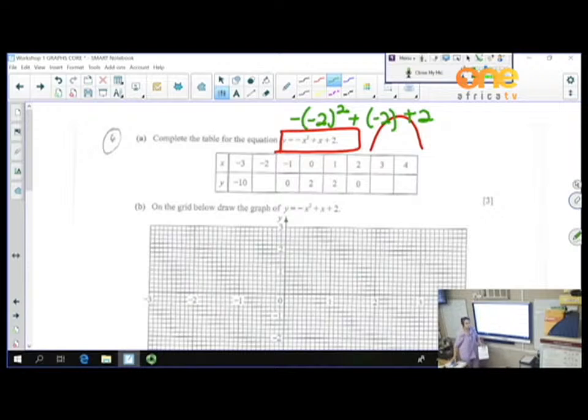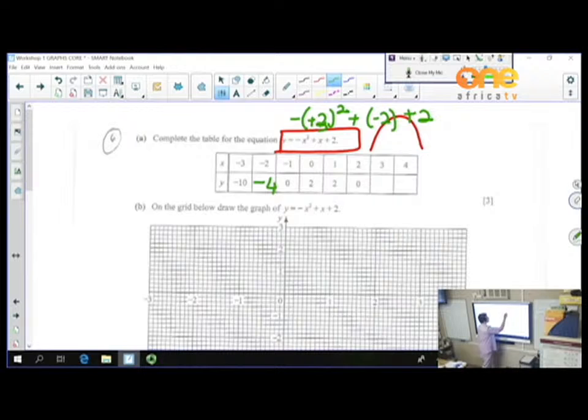So again, let's take our calculators and press them. Negative bracket, -2 close the bracket squared, plus, again a bracket, -2 close, plus 2 is equal to. What do you get? What is the answer? -4. Yes. The next one that we need to substitute is the +3.